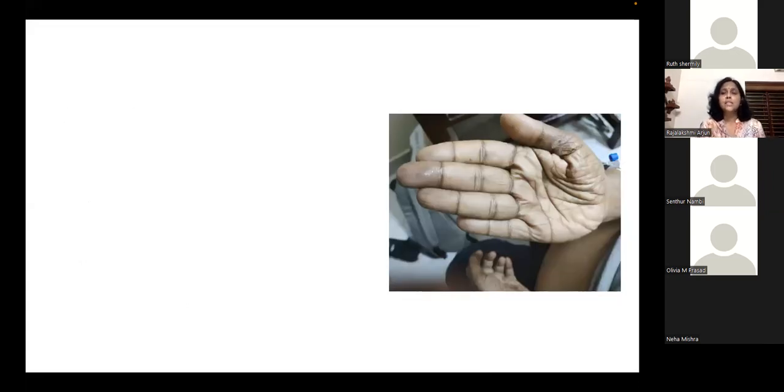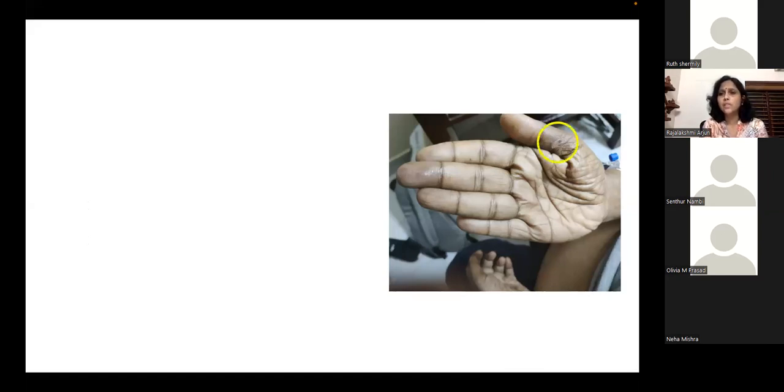Going on to another system, this is a case by Dr. who was recently seen by Dr. Nias, and thanks to him for sharing this case. This case is an interesting case and it is a clinical diagnosis. So anyone can try this.